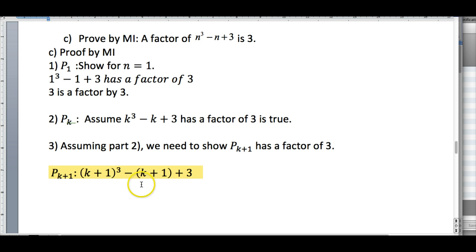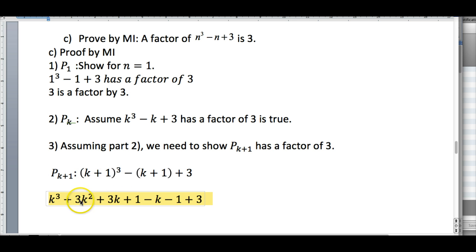Now what we want to do is expand. So I'm going to expand this left-hand side and combine some like terms. So k plus 1 quantity cubed is k cubed plus 3k squared plus 3k plus 1. And then I have minus k minus 1. So that comes from there, and then plus 3.